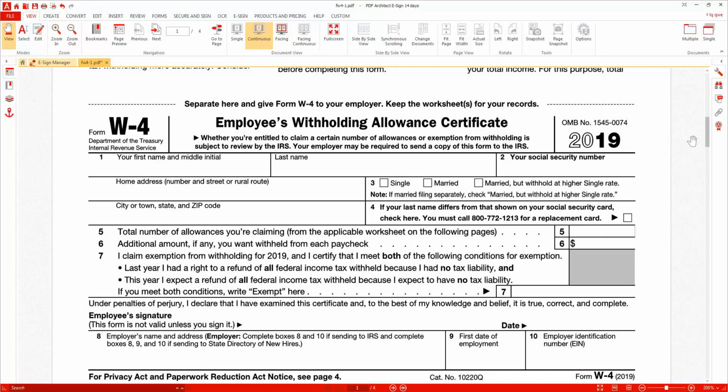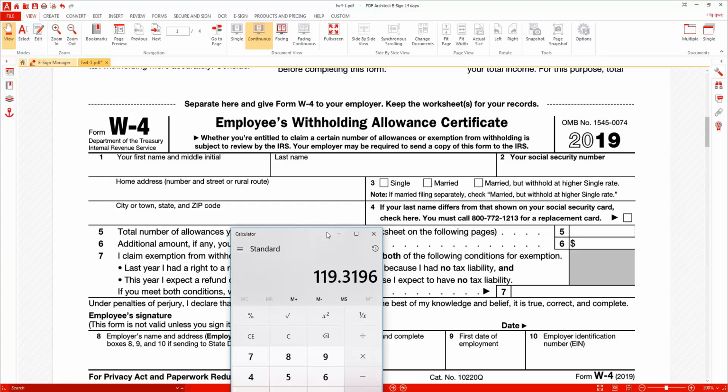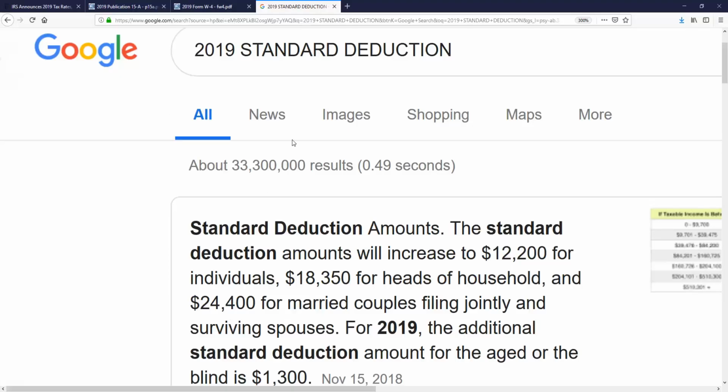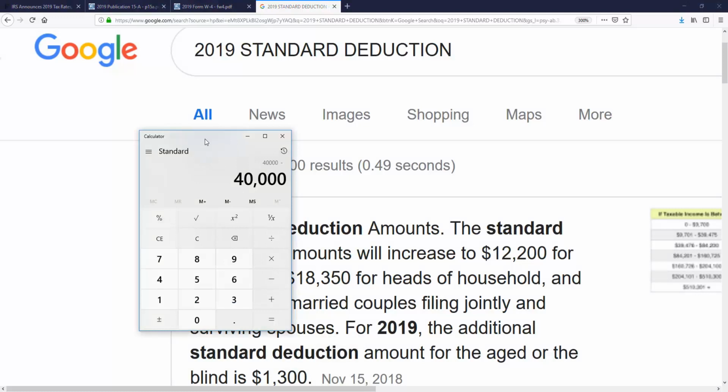So first we're going to start off with a very simple scenario. We're going to take a single individual who makes $40,000 a year. We're going to subtract our standard deduction. Now, the 2019 standard deduction, I just Googled it, will be the very first thing that comes up when you hit Google, and that is $12,200 for individuals. So we're going to subtract $12,200 from $40,000, and there's our taxable income.